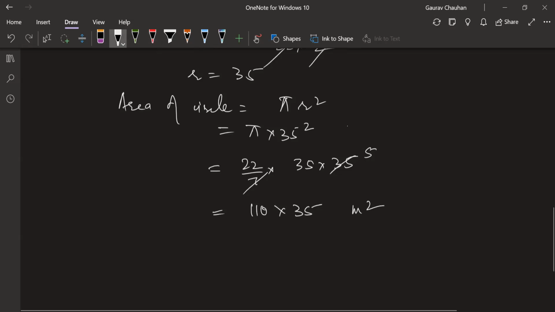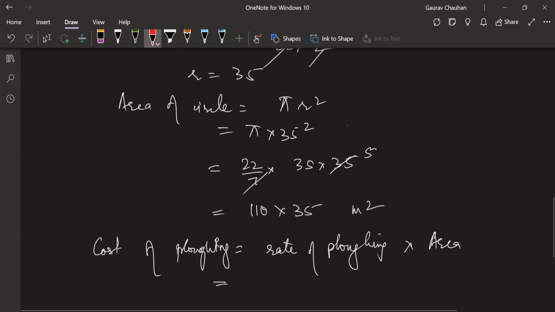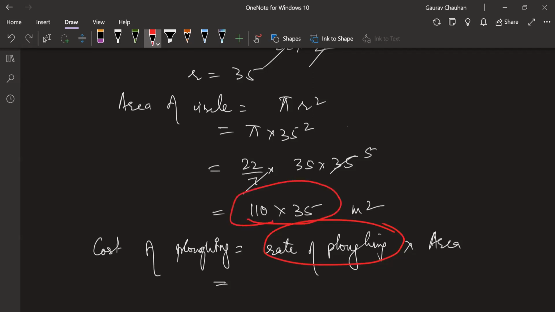Meter square. Okay. Now, finally, what do I have to find? Cost of plowing is equal to what? Rate of plowing into area. Is everyone okay with that? Everyone understanding the logic here? Rate of plowing means how much I will pay for 1 meter square of plowing. How much meter square do I have? This much.